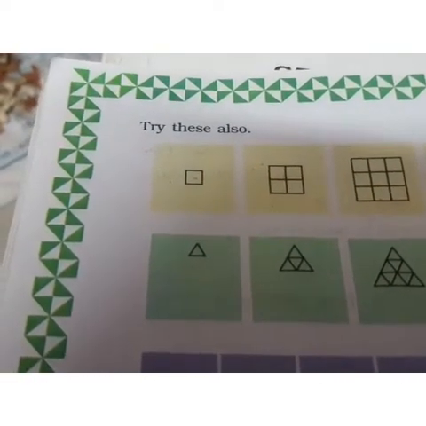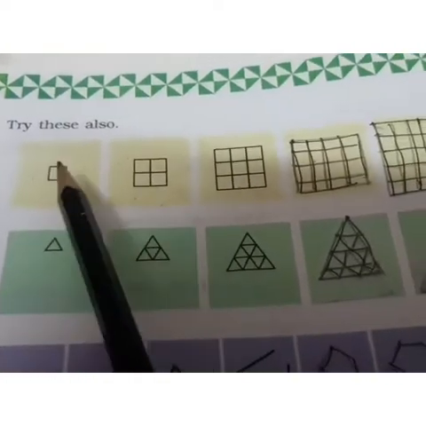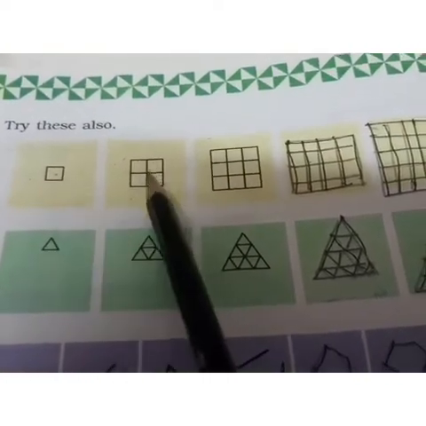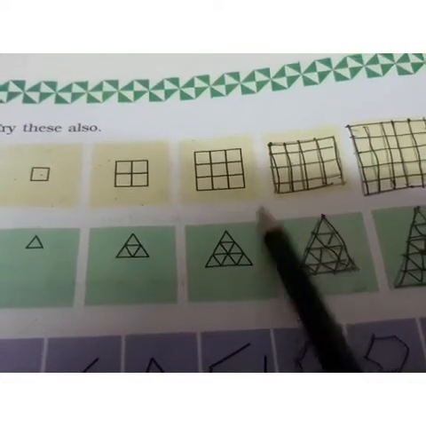Here you can see, try these also. 1 is there, then 1 square is there, then 4 squares are there, then 1 2 3 4 5 6 7 8 and 9 squares are there.